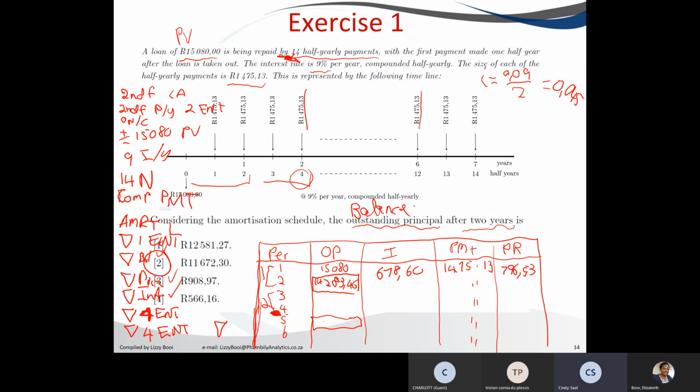4 payments. Okay, there we go. Yes. Okay. Tristan? Yes. Are you winning? Yes.